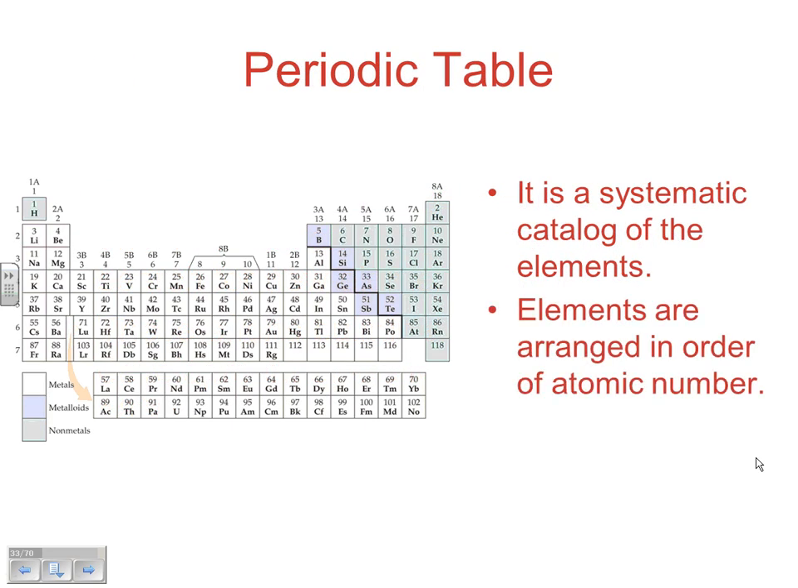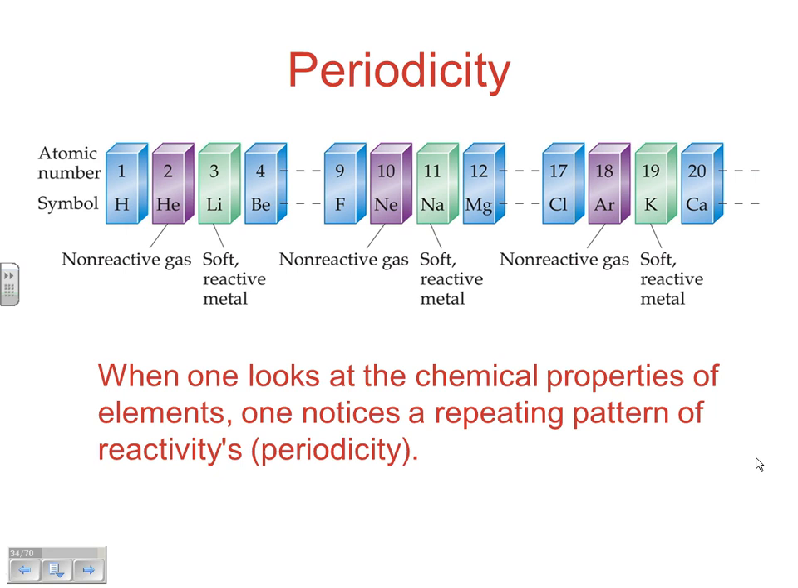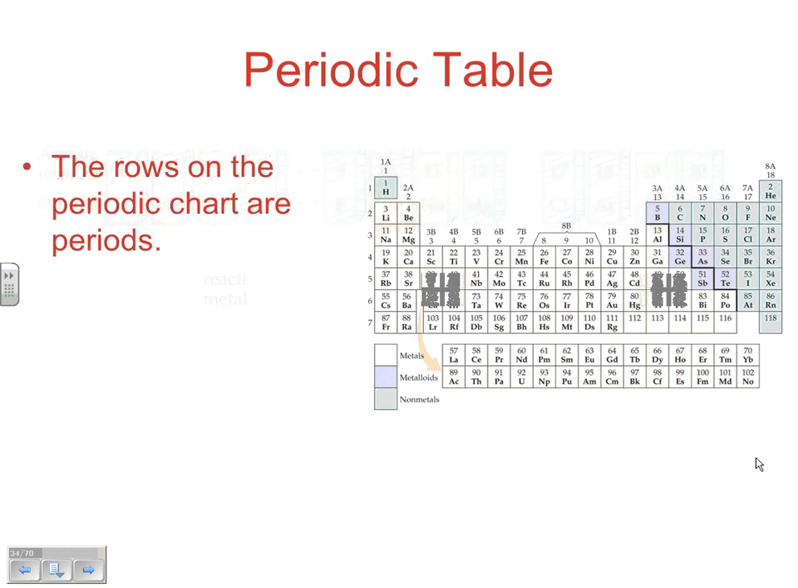So really, a periodic table is a systematic catalog of the elements. Elements are arranged in order of increasing atomic number. His first periodic table was by atomic mass, but Moseley changed that into atomic number, which is what our modern periodic table is arranged by. When one looks at the chemical properties of elements, you'll notice there's a repeating pattern of reactivity. So when you look at hydrogen, helium, lithium, beryllium, and so on, there is a periodic repetition in behaviors. So you end up with substances that have similar chemical and physical properties being arranged in a column on the periodic table. And that's really what the periodicity part of periodic table means, a periodic repetition of properties.